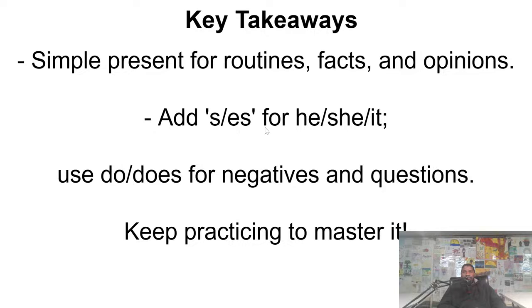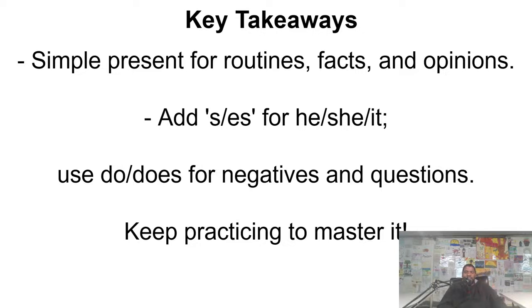Add s or es for he, she, and it. We use do and does for negatives and for questions. For example, you do not like English. He does not like math. If you do not like English, I'm sorry. I love it so much. And keep practicing, right? Keep practicing.